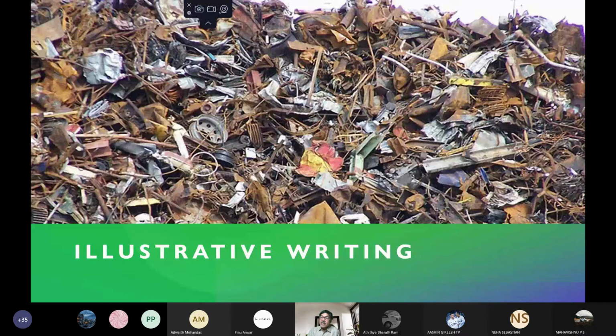And if it is a poem, then the lines from the poem will also show you that you will be able to talk more about that poem in a beautiful way. So this is what is meant by illustrative writing.